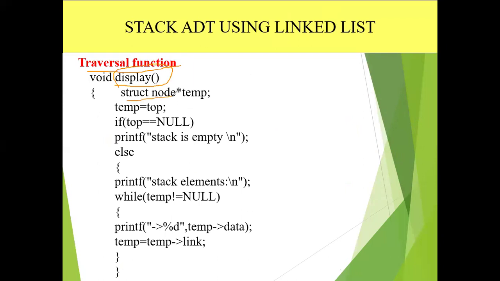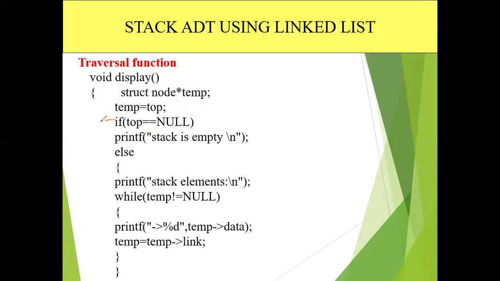So for that, again declare a pointer variable temp of struct node data type, then initialize temp is equal to top initially. Before going to display, make sure that we assign the top value to temp. Now check whether top is equal to null or not. If top contains a null value, which indicates there are no elements in the stack, the stack is empty. If the stack is empty, we are unable to display the values. If the condition becomes true, take the next case.